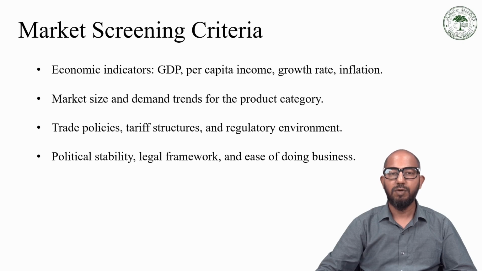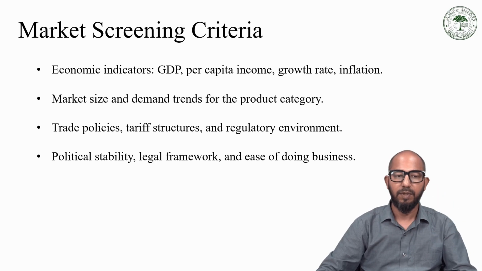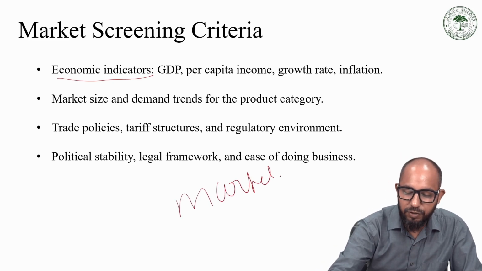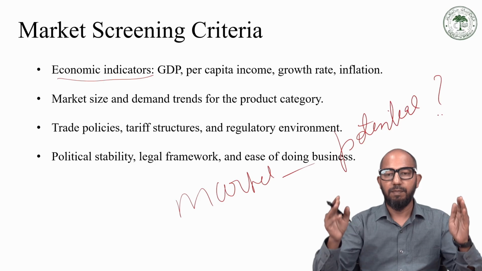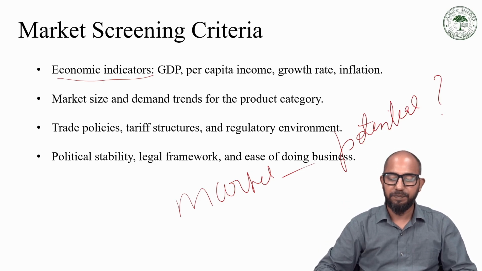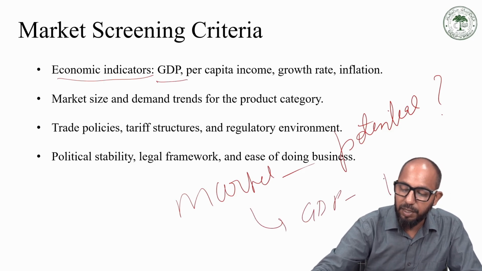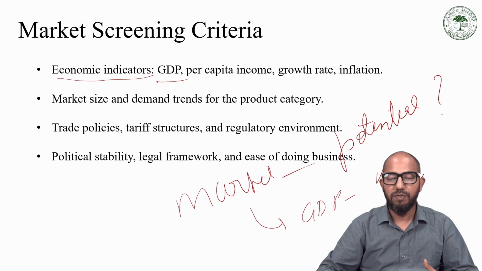Let us now try to focus on the market screening criteria. That is the criteria based on which we try to screen and evaluate a market. We have mentioned four important points. The first is economic indicators. Whenever we try to identify whether a market is a potential market or not, the first important thing is the macroeconomic picture of that market. What about the GDP growth rate of the market? GDP growth rate indicates whether the economy is going up or down, whether it is growing or slowing down. It is always very important to enter new markets because of the growth in the economy.